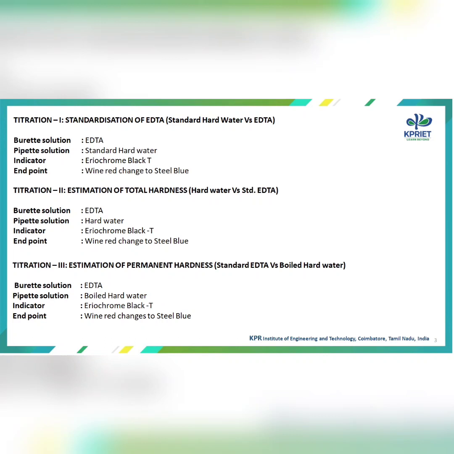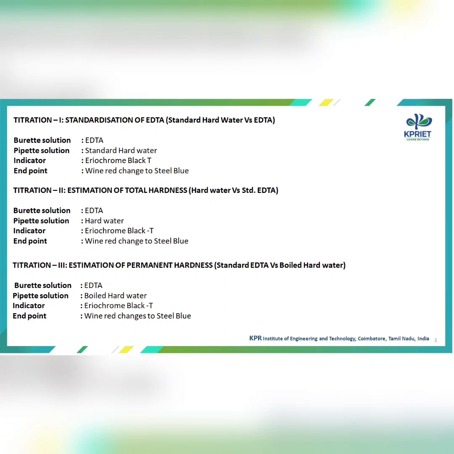The short procedure for the determination of hardness is as follows. For titration 1, which is standardization of EDTA, EDTA is taken as the burette solution, standard hard water as the pipette solution, ammonia buffer as the additional solution, and EBT as the indicator. The end point is from wine red to steel blue. The same procedure is followed for titration 2, which is the estimation of total hardness, and titration 3, which is the estimation of permanent hardness, where the pipette solution is changed: sample hard water for titration 2 and boiled, cooled and filtered hard water for titration 3.